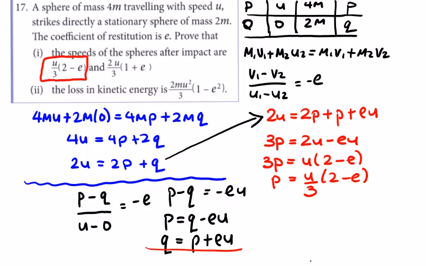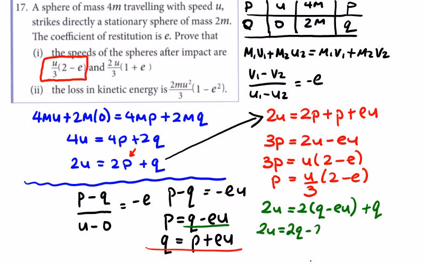And we do something similar with q here. We can sub p in here and find out what q is. So now we can say 2u is equal to 2p, so 2 and then p becomes q minus eu, and then we're going to have plus the q at the end. And we want to simplify down for q. So 2u is equal to 2q minus 2eu plus q. So we're going to have 3q is equal to 2u, and I'm bringing across a minus, so plus 2eu.